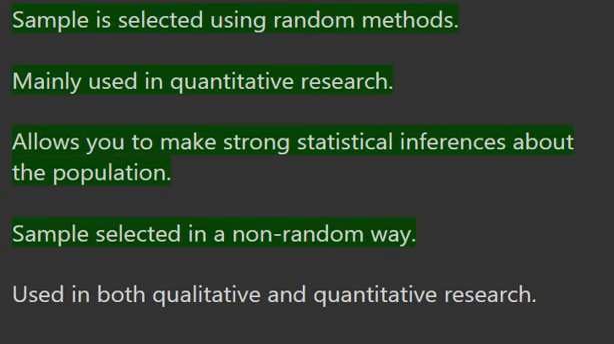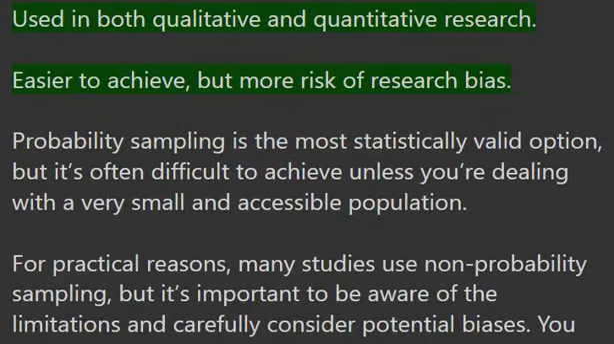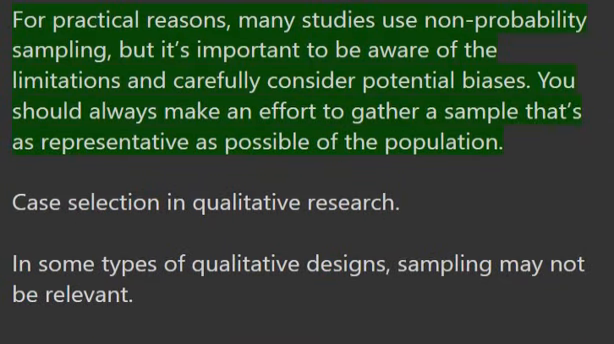Non-probability sampling: sample selected in a non-random way. Used in both qualitative and quantitative research. Easier to achieve, but more risk of research bias. Probability sampling is the most statistically valid option, but it's often difficult to achieve unless you are dealing with a very small and accessible population. For practical reasons, many studies use non-probability sampling, but it's important to be aware of the limitations and carefully consider potential biases. You should always make an effort to gather a sample that's as representative as possible of the population.